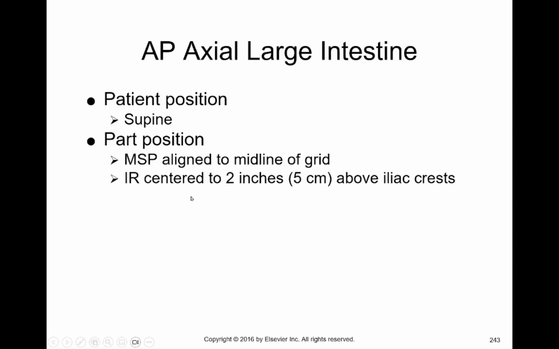So the AP axial, again, patient's still supine, but what we're going to do this time is position the image receptor 2 inches above the iliac crest. So we're going to angle cephalic. If you angle at the iliac crest, you're going to project the image towards the top of the image receptor or off of the image receptor. We're not interested in seeing the entire colon in this case.